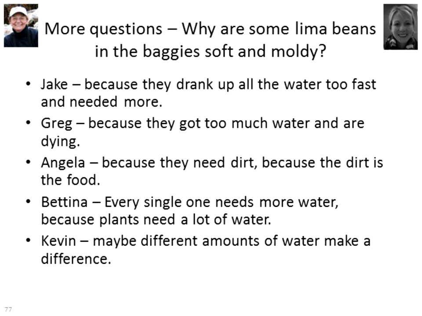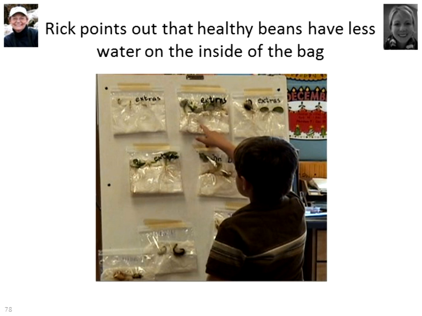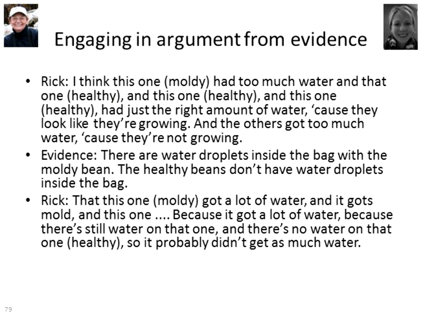In this picture, you can see Rick coming up to the baggies that were on the board where we were having the discussion and pointing out the ones that were green and healthy and had roots and were growing. And if you look down in the left-hand corner, you can see some pathetic little lima beans that were brown and moldy. And in this slide, engaging in argument from evidence, Jessica's going to talk about his reasoning about what was going on here.